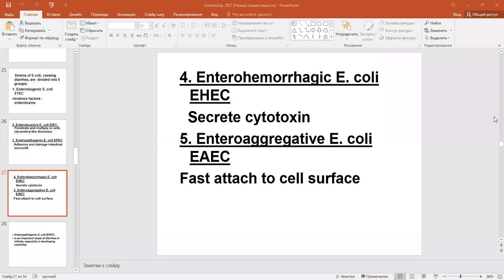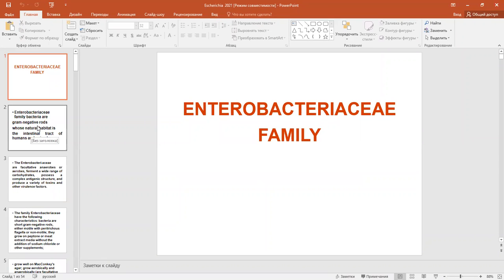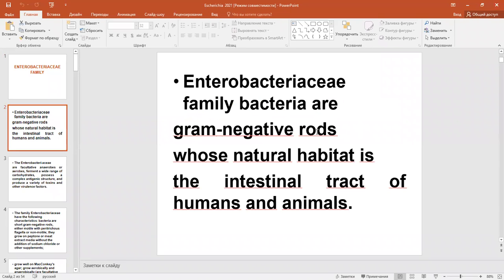Today, the topic of lecture is the Enterobacteriaceae family, exactly the genus Escherichia coli. The Enterobacteriaceae family is a very large family. It includes many genera. All Enterobacteriaceae bacteria are gram-negative rods, whose natural habitat is the intestinal tract of humans and animals.